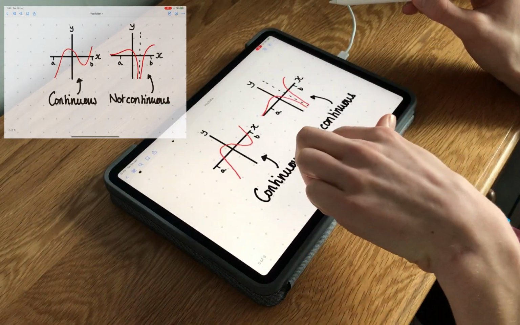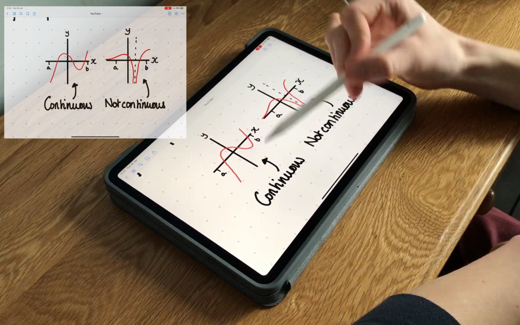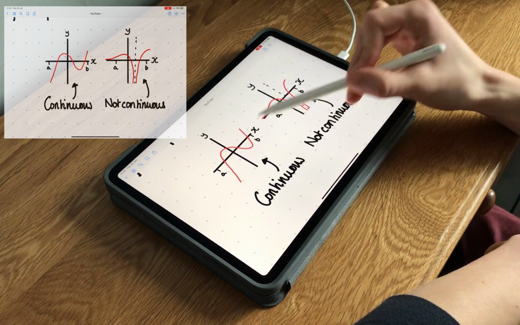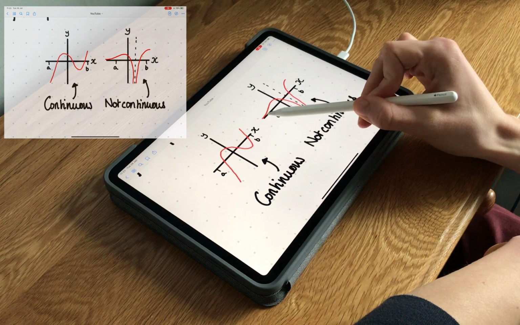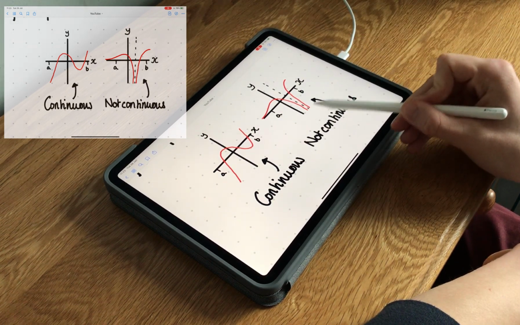I've got two graphs drawn here, one that's continuous and one that's not continuous in the interval a, b. As you can see, for the one that's continuous, there is no sudden change in direction within the interval, whereas the one that's not continuous, you can see there's an asymptote here, and therefore there will be a sudden change in direction when you cross over the asymptote.